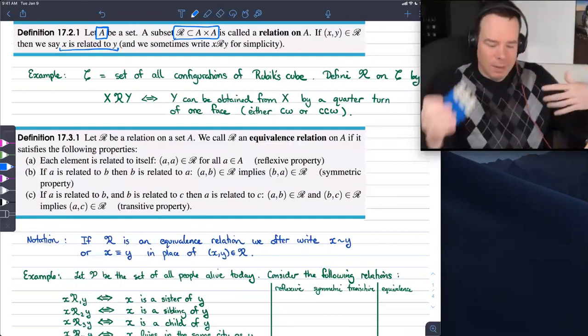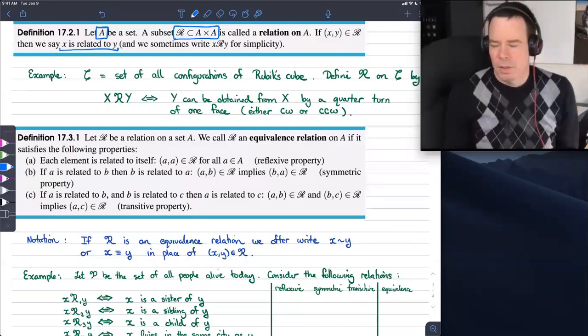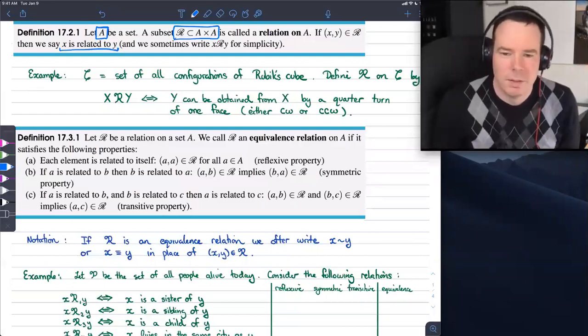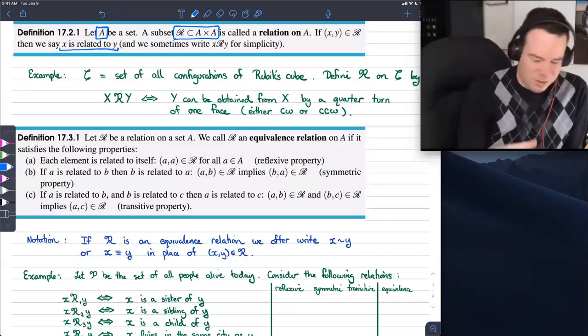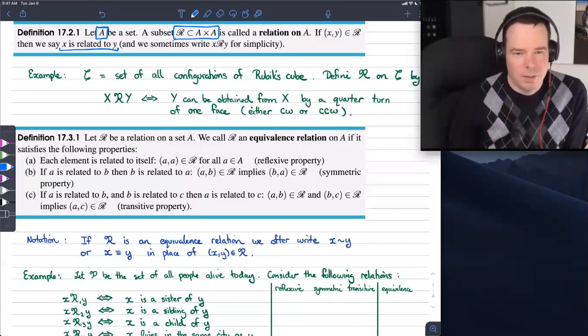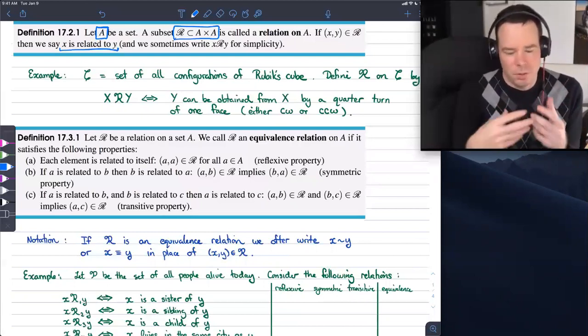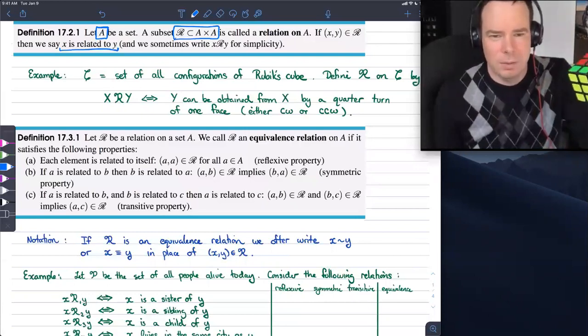Okay, so that's the idea with being related: you've got a set of objects and you're just going to define how one gets related to the other. Now, there's some deficiencies in that one I just introduced. For example, if X was related to Y and Y was related to Z, so solved state, quarter turn, quarter turn, that one's related to the solved one.